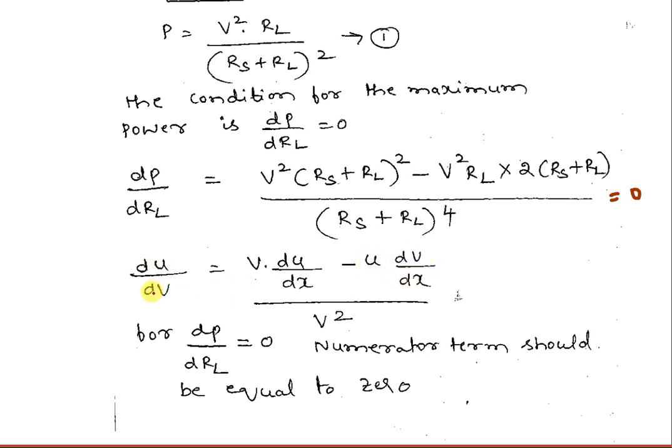This you have to write: d by dx of u by v. It should be dx. d by dx of u by v is equal to 1 by v square, v into du by dx minus u into dv by dx. This is a mathematical formula.